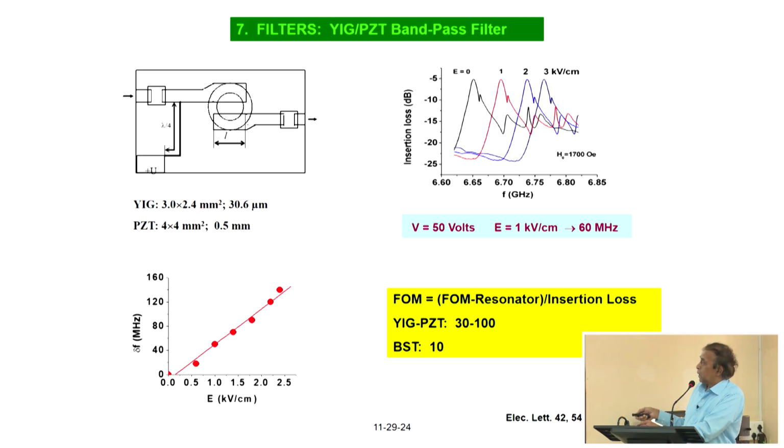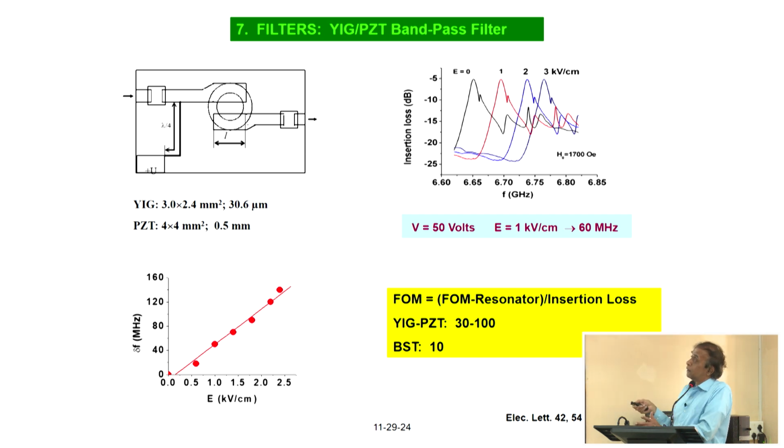And the figure of merit for the band pass filter is the figure of merit for the resonator divided by the insertion loss. What is the insertion loss? Look at the number here. The power transmitted at resonance is around minus 4 dB. That means if there are no losses, you have to have this peak right at 0 dB, whereas it's not at 0, it's at minus 4.